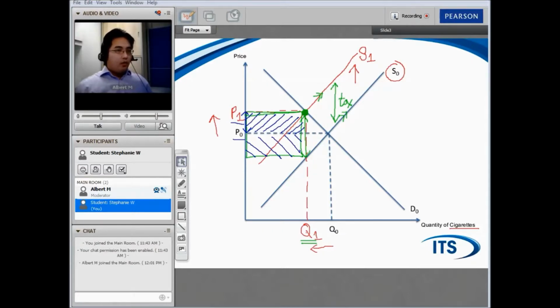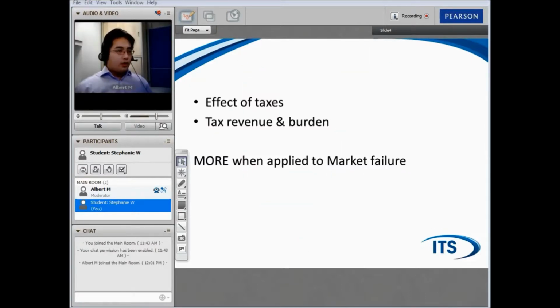So what we have learned in a short moment just now is the effect taxes have on prices and quantity. We also understand now that the amount of taxes collected by the government can be shown on the diagram, as well as the burden of taxes shared between consumers and producers. Obviously, this is mostly introductory material, so there will be a lot more of this when we apply it in the case of market failure.